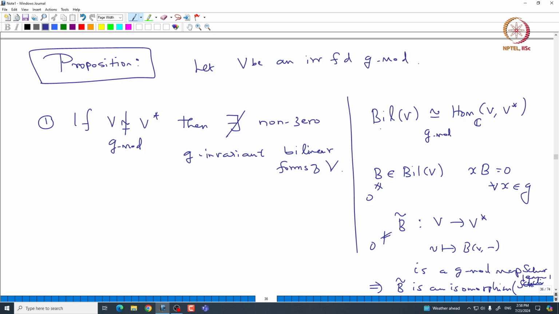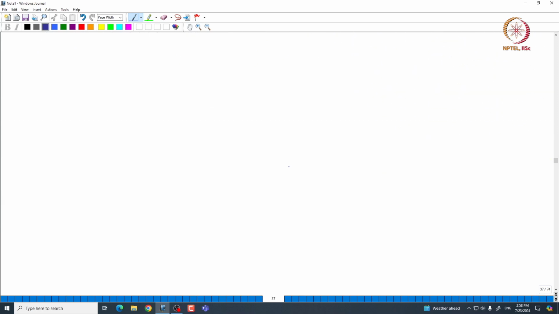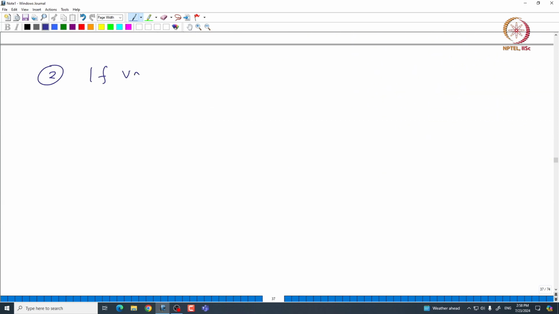So, that means V and V star must be isomorphic. So, if V and V dual are not isomorphic, then we may not have any invariant bilinear forms. Now the second statement: suppose V is isomorphic to V dual.